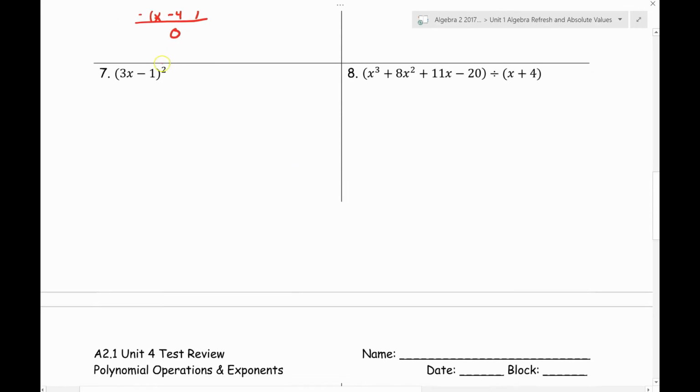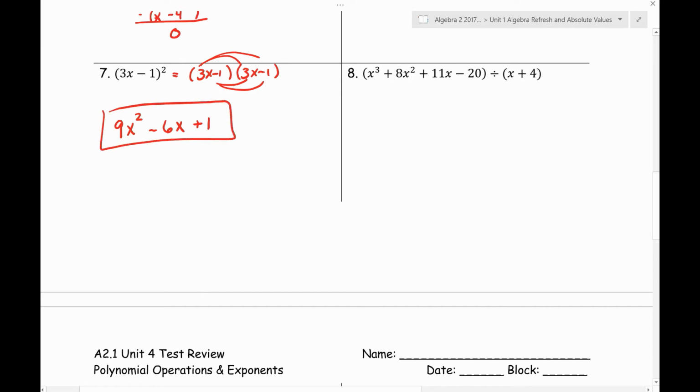Okay, be careful. The wrong thing to do would be to distribute and think of it as a monomial squared. What you should do is actually rewrite it as 3x minus 1 times 3x minus 1 and do your distributive property, just like we did in the last one. So what you should end up with is 9x squared. Negative 3x and a negative 3x makes a negative 6x, and negative 1 times negative 1 is a positive 1. And I'm done.